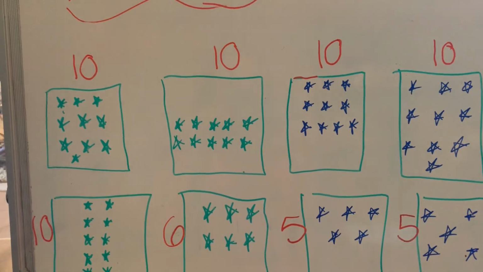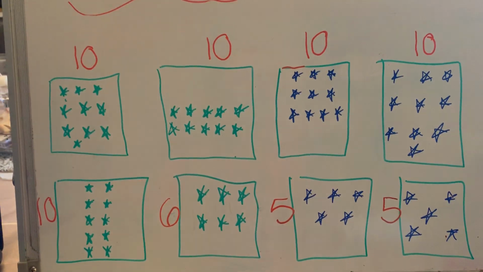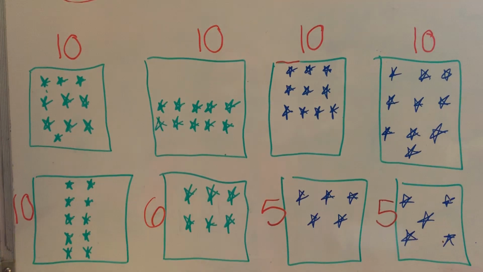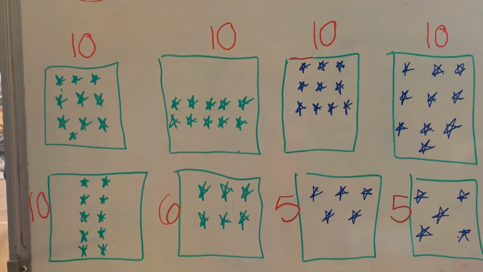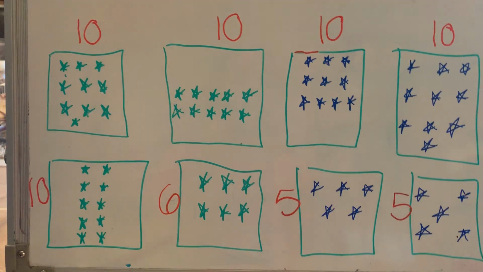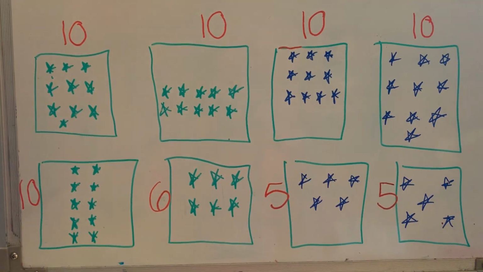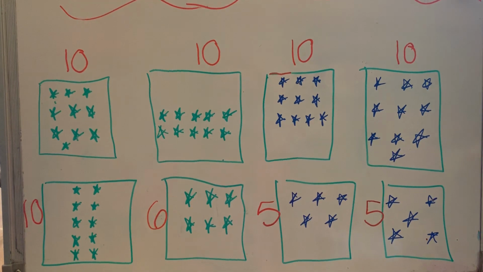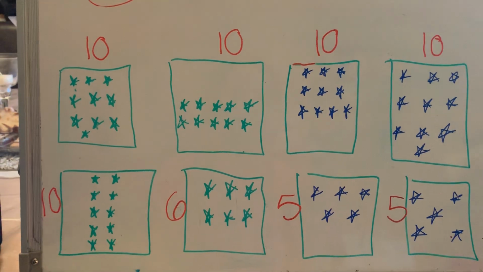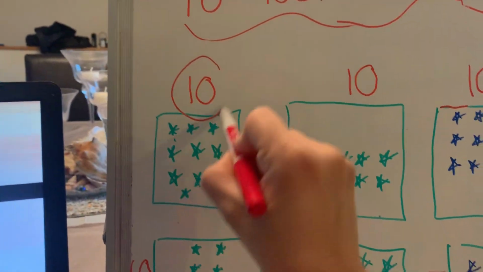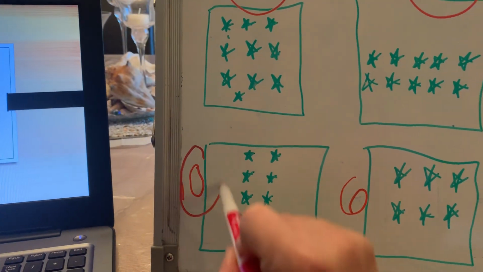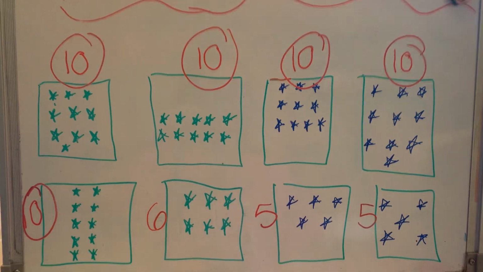All right, guys, so we have a lot of squares that have 10 stars in them, and we have a few squares that do not have 10 stars in them. I want to figure out how many groups have 10 stars in them. If you know, please shout out the number. How many groups have 10 stars in them? We have 5 groups that have 10 stars in them. Let's count how many groups have 10 stars. 1, 2, 3, 4, 5 groups have 10 stars.